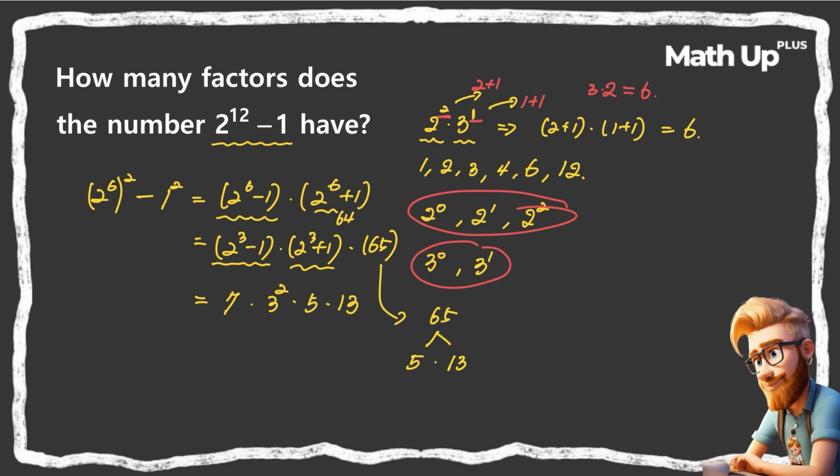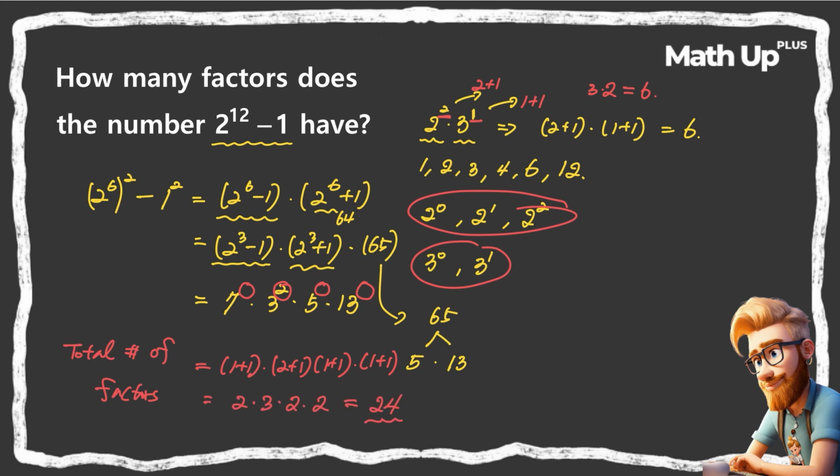And the total number of factors are, here we have exponent 1, so 1 plus 1, 2; 2 plus 1, 3; 1 plus 1, 2; 1 plus 1, 2. So that's 2 times 3 times 2 times 2. That is equal to 24. So we have 24 factors.